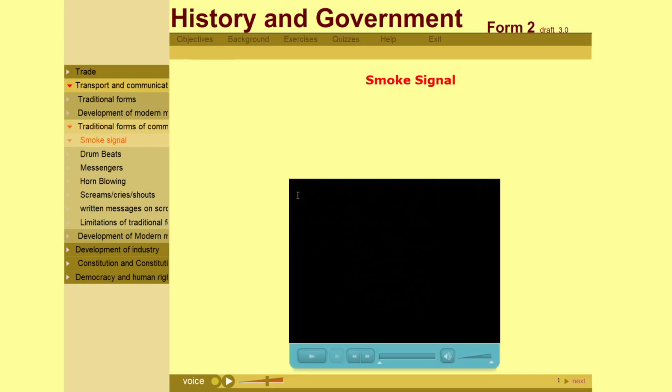One of the traditional forms of communication was smoke signal. Smoke signal was used to warn people of impending danger, for example, external attacks. This was done by lighting fire on top of a hill.